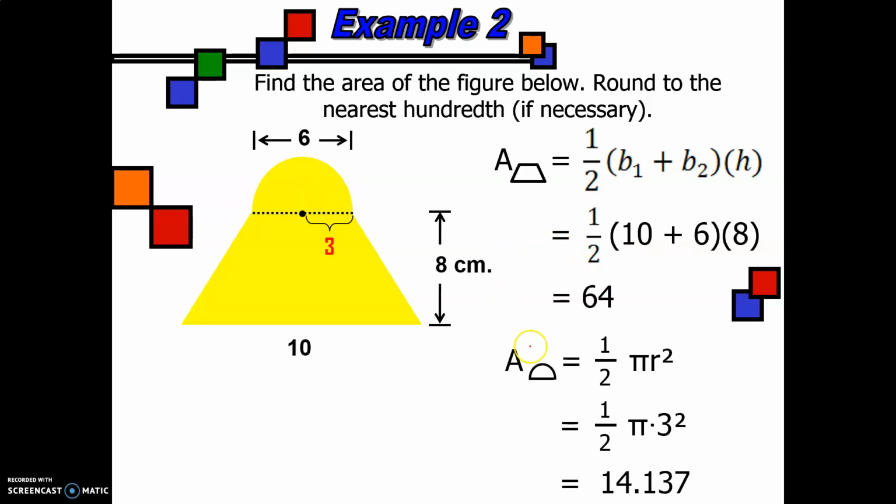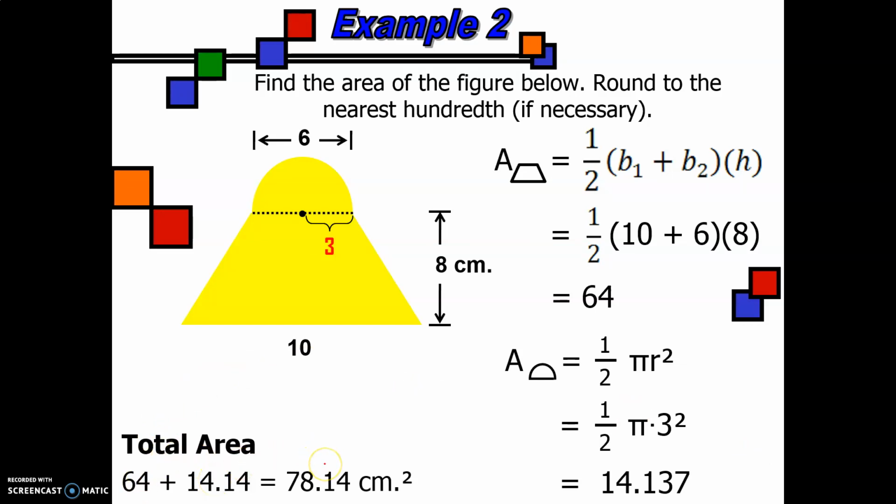Alright, now the semicircle. The area of a semicircle is the area of a circle just divided by 2, or taken in half. So our radius here is 3. Be careful because the radius is from the center of the circle to a point on the circle. So it's not 6. So be very careful with that. So our radius is 3. So we're going to write 1/2 pi times r squared. And if you calculate that correctly, you should get 14.137. And for our total area, I'm going to add 64 plus 14.14 to give us an area of 78.14 square centimeters.